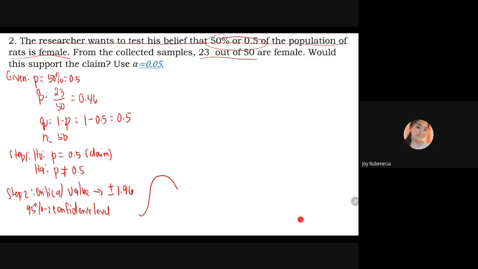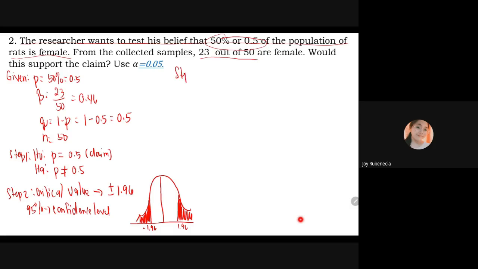So meaning to say, when you are going to graph that, this is positive 1.96, and then this is negative 1.96. If your answer in step number 3, or the computed value in step number 3, falls within the shaded region, meaning to say you are going to reject the null hypothesis. Otherwise, if it falls in the unshaded region, do not reject the null hypothesis.